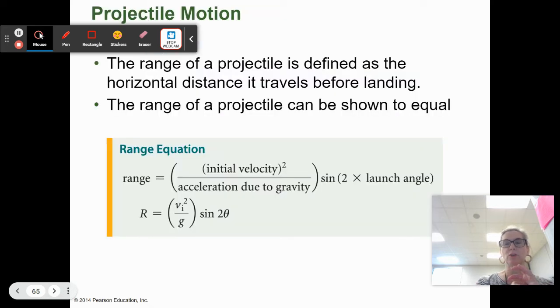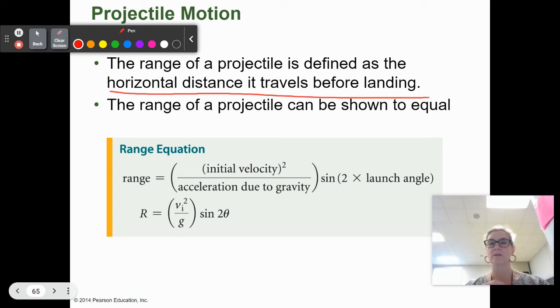Let's talk about the range. The range of a projectile is the horizontal distance it travels before it lands. And this is the equation for determining that. The range is equal to the initial velocity squared divided by gravity times the sine of 2 theta.